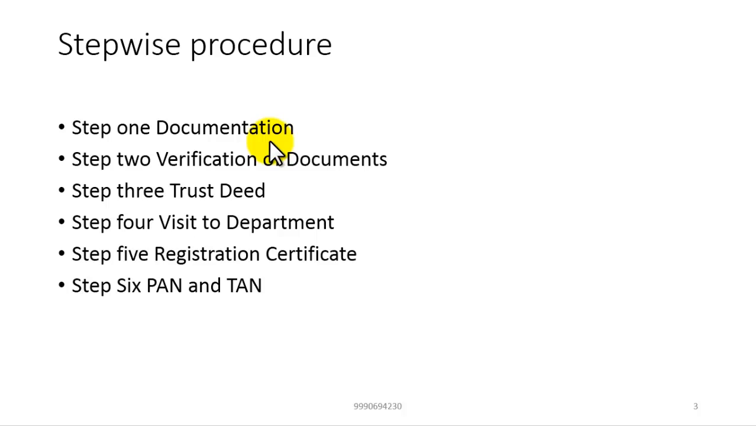Step 3 is the trust deed, which will be drafted quite well by us with all the clauses which you need. Step 4 is a visit to the department, because we need to visit on your behalf for any discrepancies, any details they require, or errors they want clarified. Step 5 is the registration certificate, given by the department and handed over from us to you. Step 6 is PAN and TAN application.